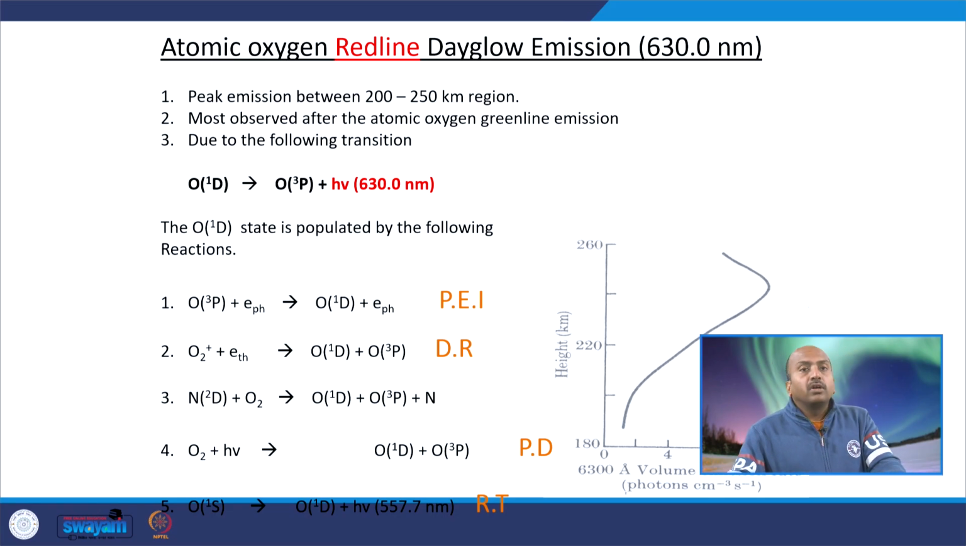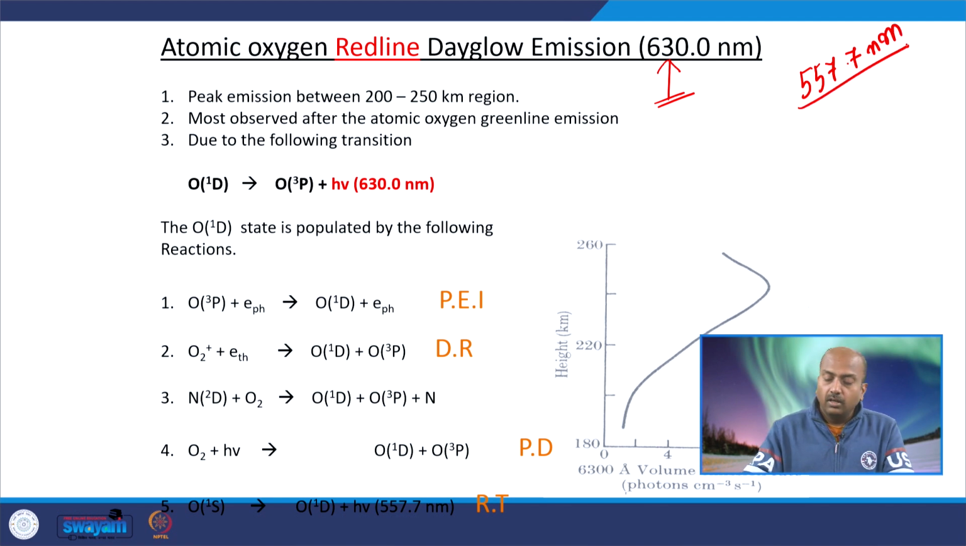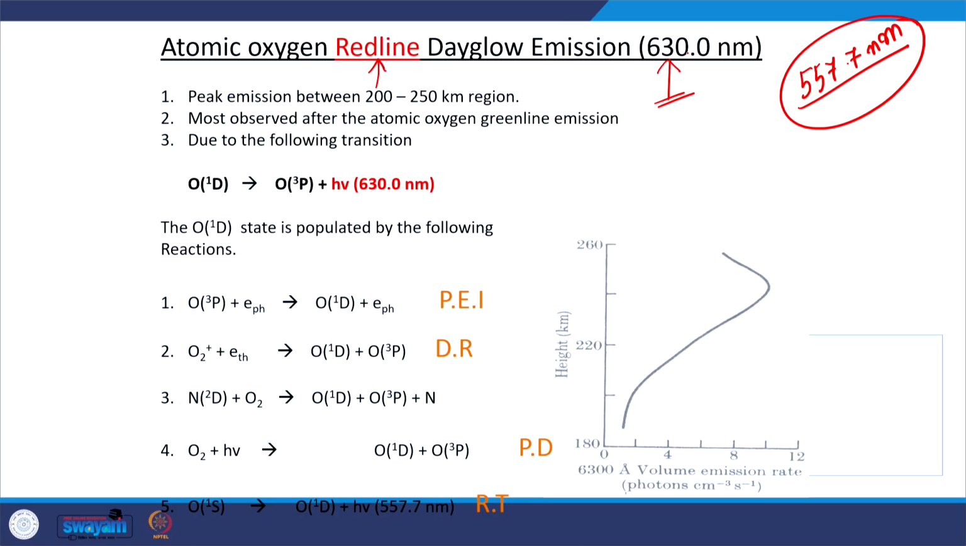Similar to the green line emission, another important airglow feature is the red line dayglow emission, which happens at 630 nanometers. Earlier it was 557.7 nanometers. If you want to do any research in atmospheric and space physics, you will come across this emission many times, because it happens to be a very important tracer for understanding the solar forcing on the upper atmosphere. So, the second important emission is the red line airglow emission, at 630 nanometers, which sits in the red part of the spectrum. Right. So, the peak emission is between 200 to 250 kilometers.